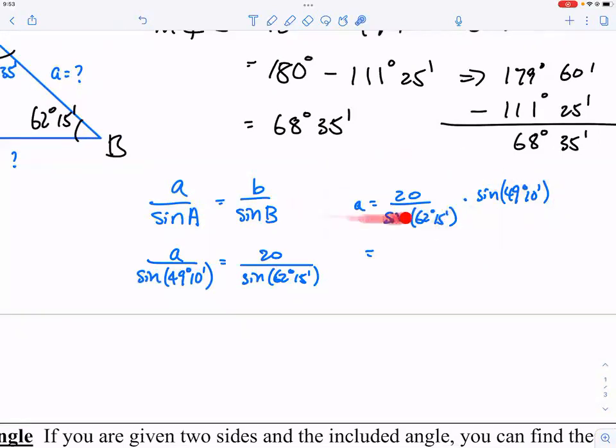Now, if you want to skip this part of the writing and just put everything into your calculator and solve for A, I'm okay, but I must see this part. You cannot just start straight from here. It's a good habit to write down the equation first so that people know where these numbers are coming from. It's not just a requirement for points, it's really more of a communication protocol. All right, so you have 20 times sine of 49 degrees.